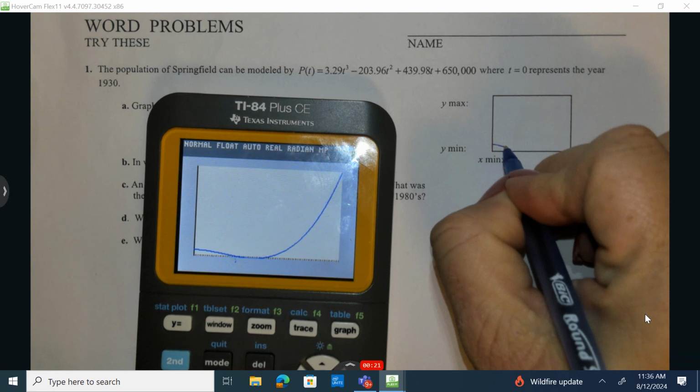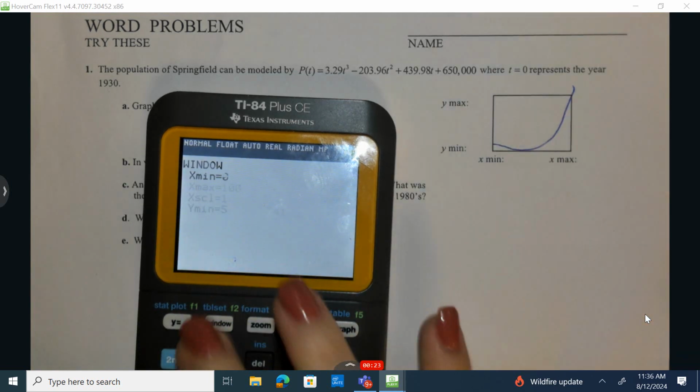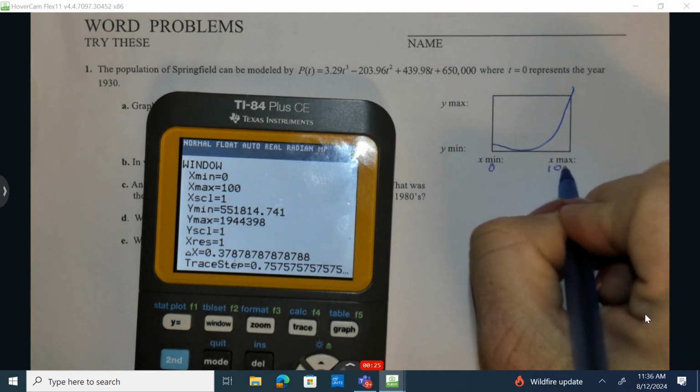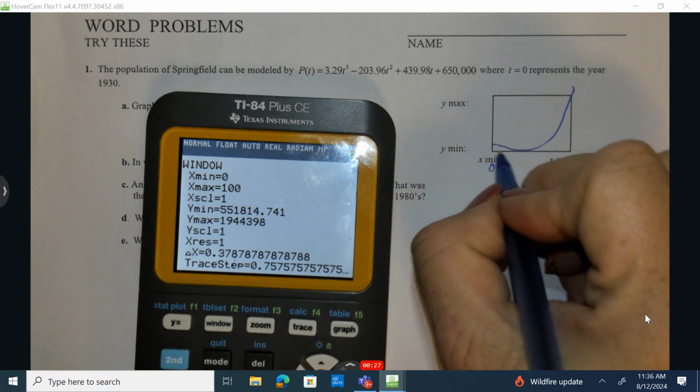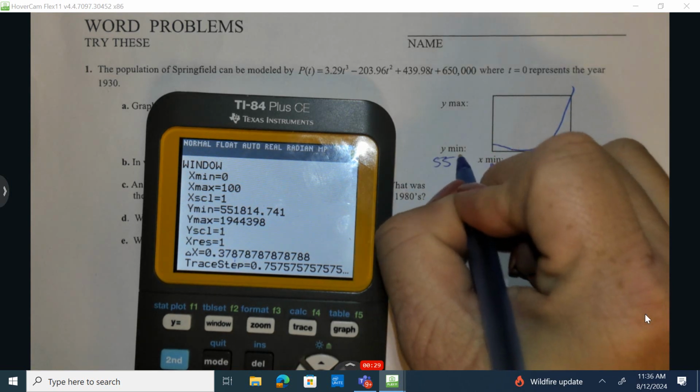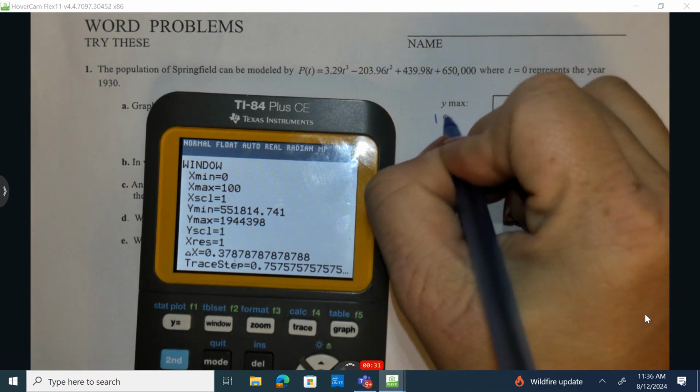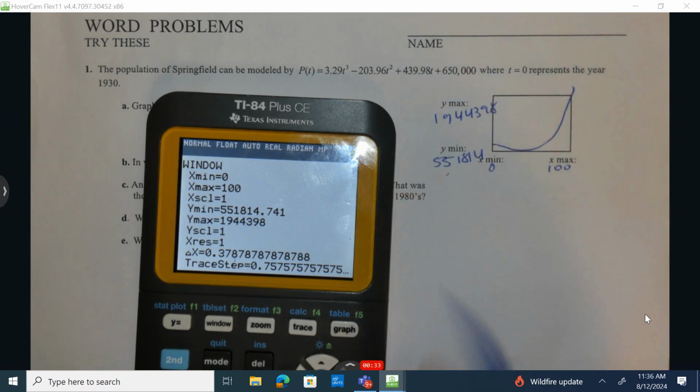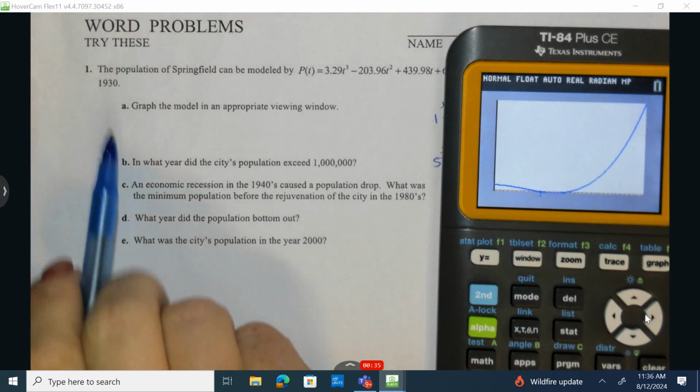Okay, I'm going to represent the graph here. Then, going to Windows, this is from 0 to 100. Time is always going to be your x-axis, and then the y minimums here are set. All right, let's go back and answer the following questions.